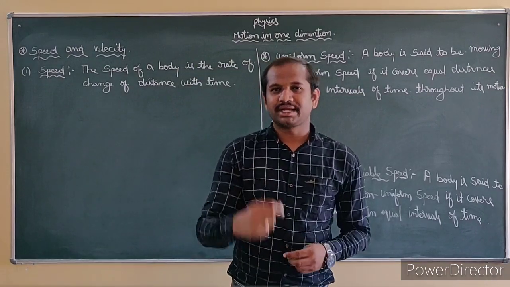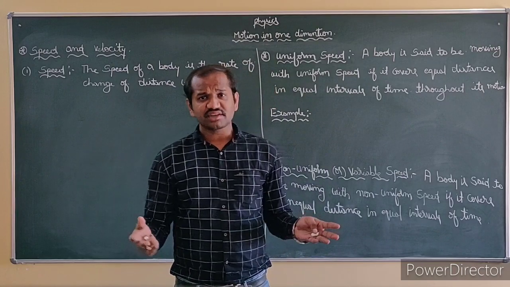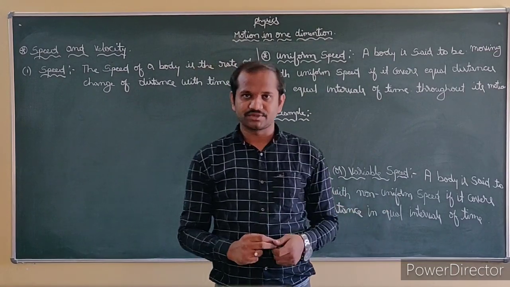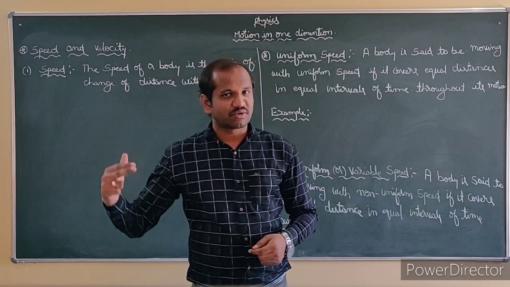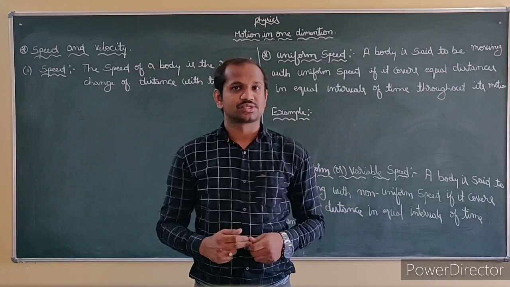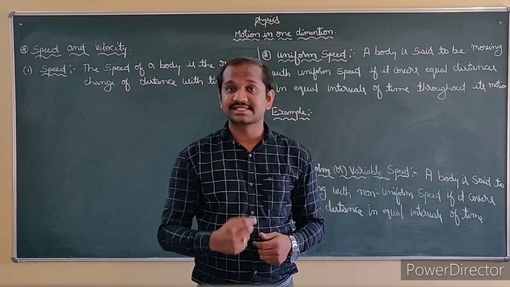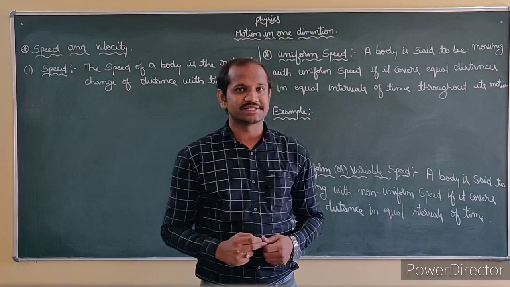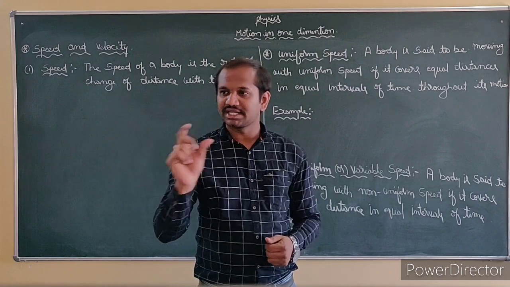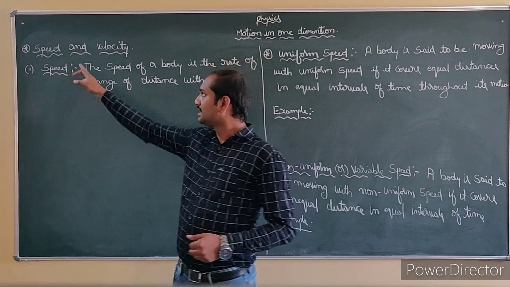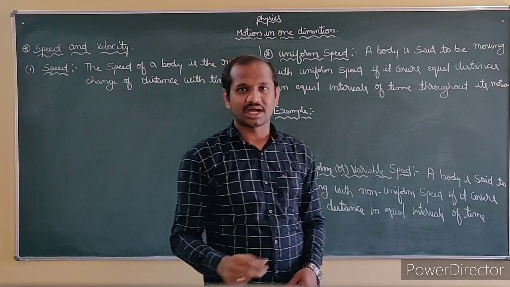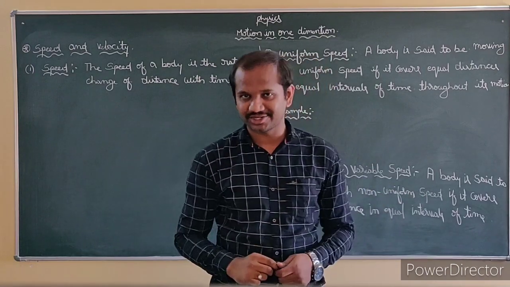Before going to speed, let me take a simple example. We all know that when we friends are sitting at some place, a person with a bike goes very fast. What will be one of our friends' comments? Our friend will comment, look at that, how fast he is moving. If he tells only that much, that comes under speed, a scalar, because he is just mentioning the magnitude, the speed, but he is not telling me the direction.